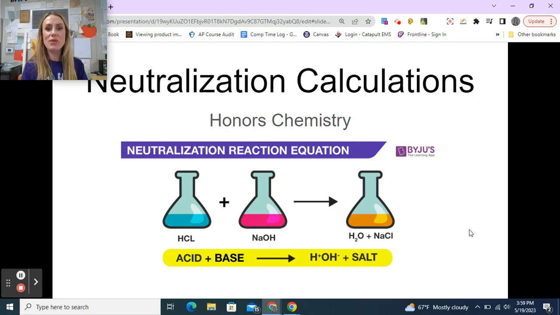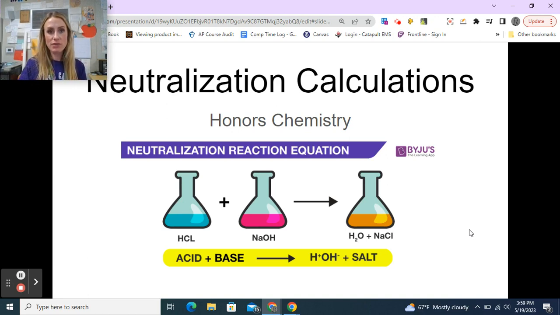Everyone. So today we're going to talk about neutralization calculations. And if you think about this word neutralization, what we're doing here is we're getting to a pH of 7. Now, in order to do that, we have to have our moles of acid equal to our moles of base. And I'm talking about moles of H plus equal to moles of OH minus.